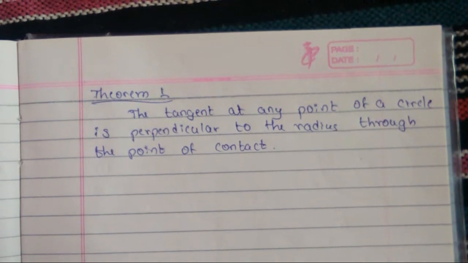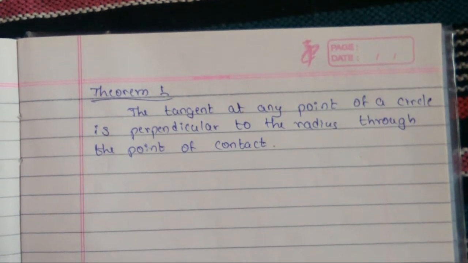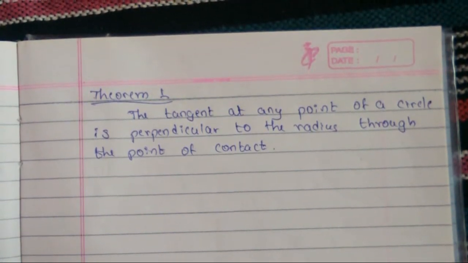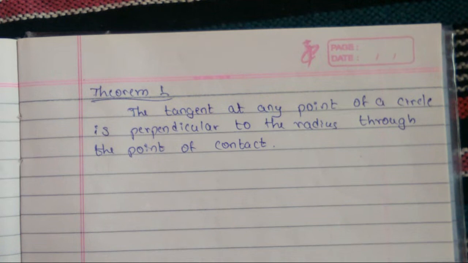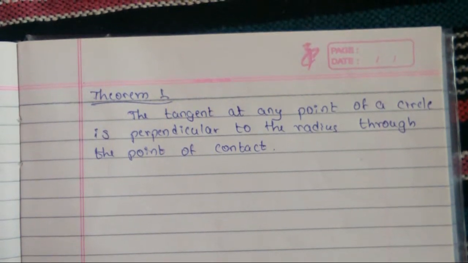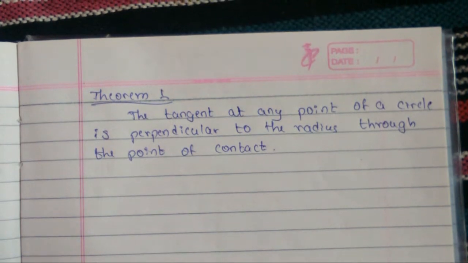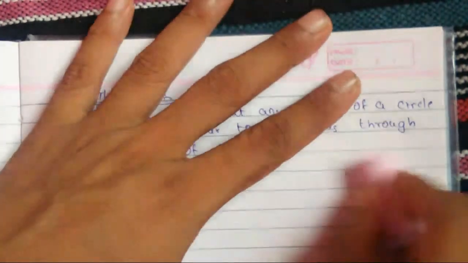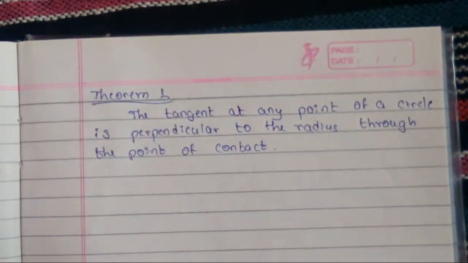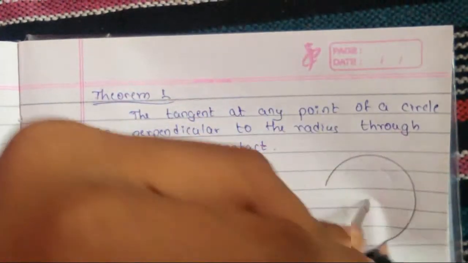So what we have to prove? We have to prove the tangent is perpendicular to the radius at the point of contact. The point of contact means the point where the tangent touches the circle. Okay, so that is called as point of contact. And for that we will consider one small diagram. So here we have to go step by step.